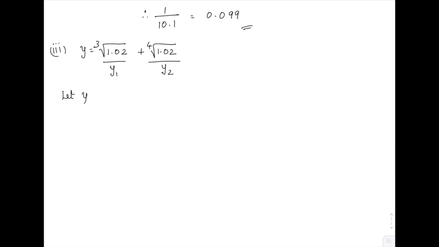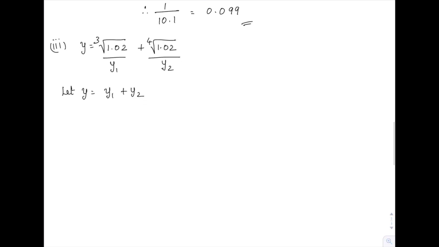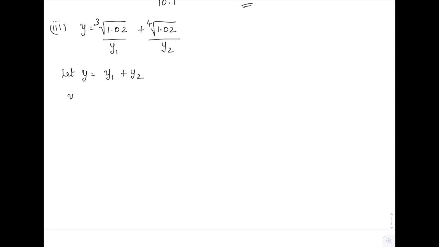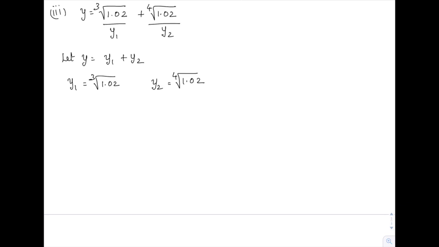Let y is equal to y1 plus y2, then y1 is equal to cubic root of 1.02 and y2 is equal to 4th root of 1.02. From here on it's similar to the previous problems. So we'll take this and solve it first. So this is part 1.